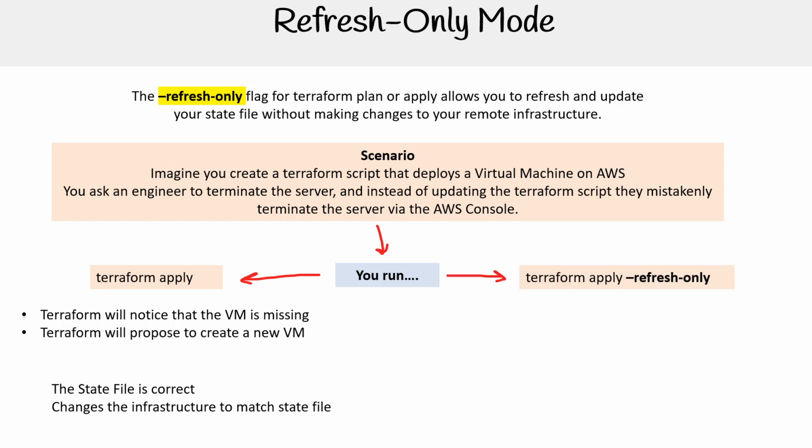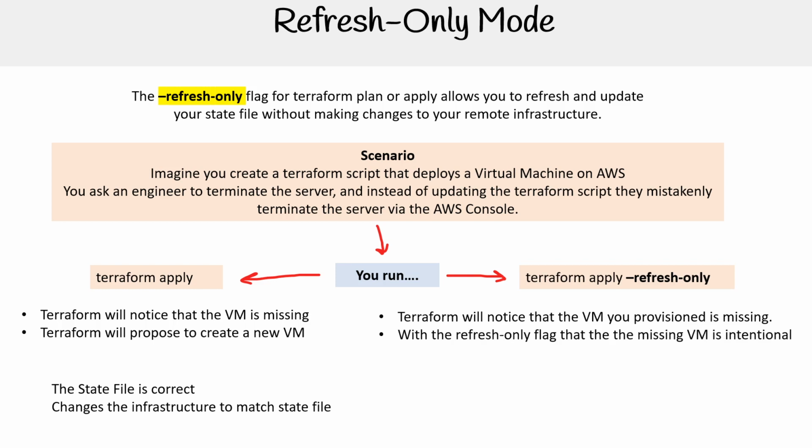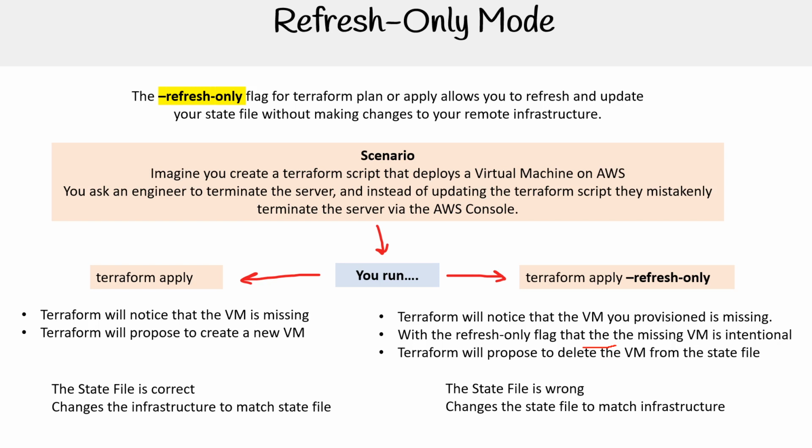If we use terraform apply -refresh-only, Terraform will notice that the VM you provisioned is missing, but with the refresh-only flag, it's going to know that the VM is missing intentionally. I have a couple spelling mistakes there, but the idea is that it knows that the VM is supposed to not be there. So Terraform will propose to delete the VM from the state file, so just the JSON code from the state file. So the state file is considered wrong, and changes to the state file will be made to match the infrastructure. So hopefully that makes it clear, okay?